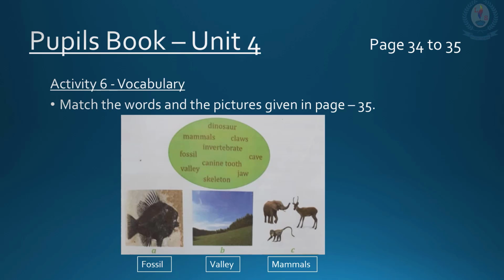When you're writing it down in your writing copy, just put the letter of the picture and then put an arrow, and then you can write the word that describes this picture in order to complete the activity. If at any point you don't understand some of the words that are given in this circle, you are encouraged to use a dictionary in order to figure out what these words mean, so that you can easily figure out which word matches which picture and complete the activity.